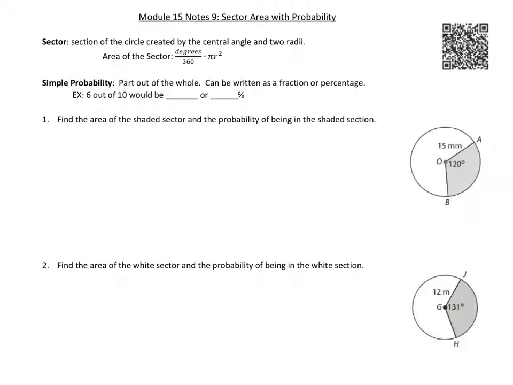Notes number 9 is going to go through area of a sector again, but then also add in some simple probability with it. So remember that the section of a circle created by the central angle and two radii, in our picture right here, is called the sector. And the way we find the area of that sector is we take the portion out of 360, so 120 degrees out of 360. It's a portion of the area of a circle, so times pi r squared.